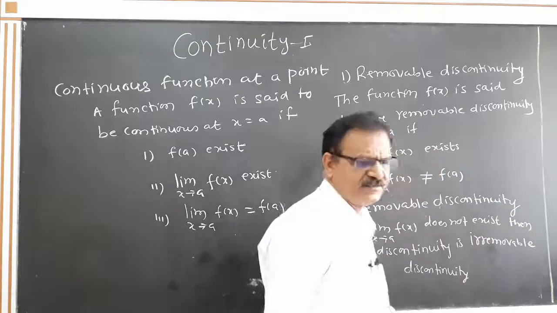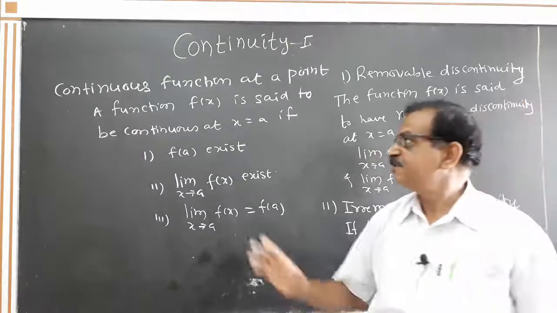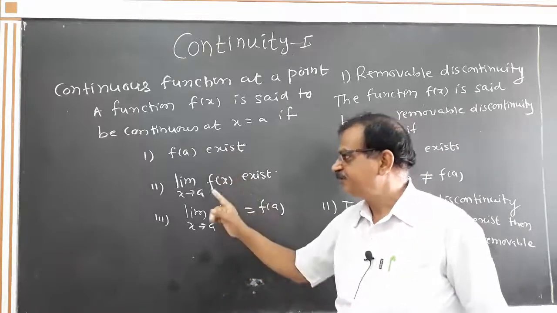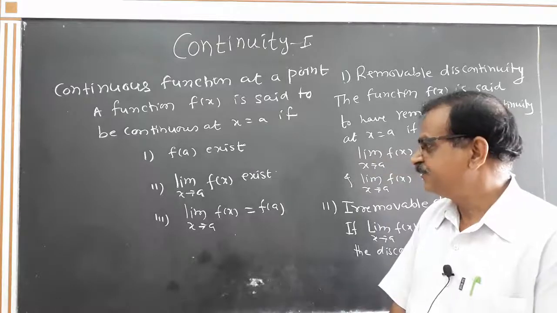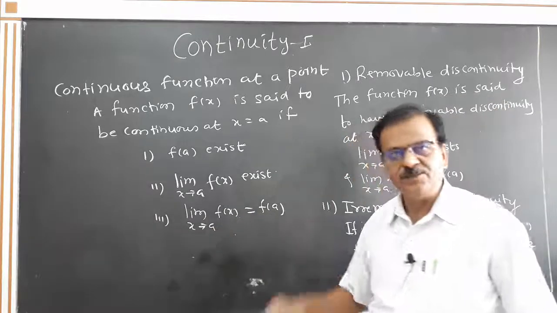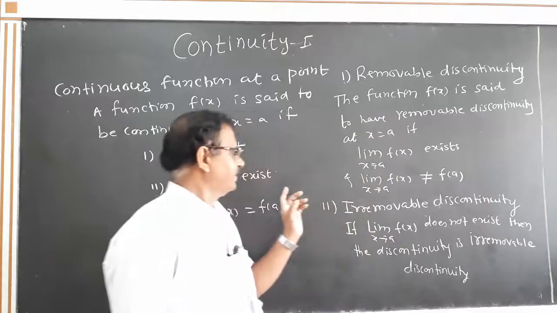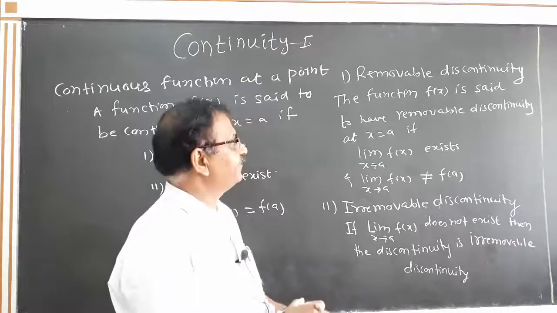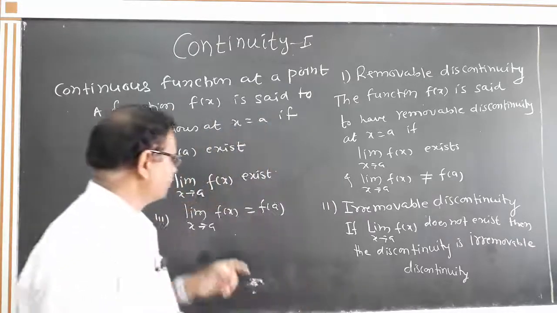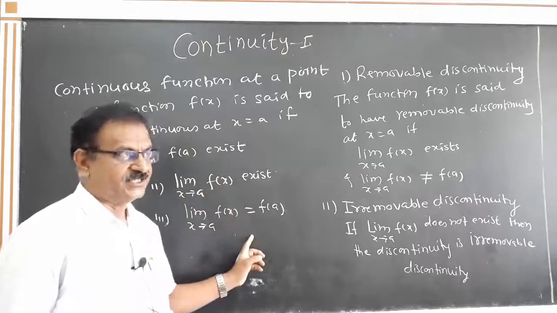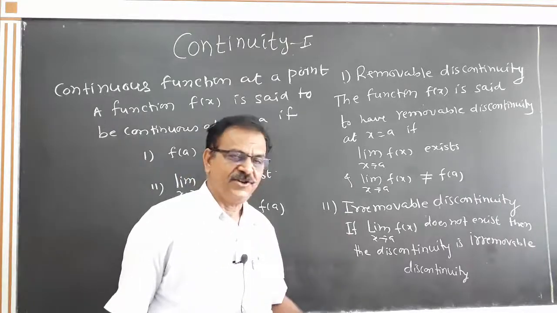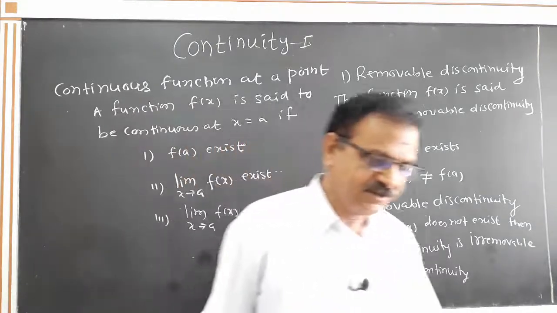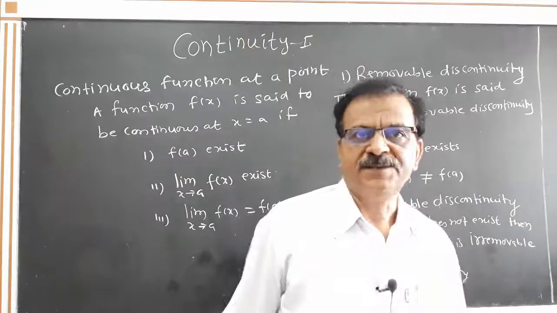Let us summarize this thing again. The function f(x) is said to be continuous at a point x equal to a if these three conditions are satisfied. That is, first, f of a exists. Second, limit x tends to a of f(x) exists. Third, limit x tends to a of f(x) equal to f of a. And if any one condition is not satisfied, then the function is discontinuous function. There are two types of discontinuity. Removable discontinuity occurs if first two conditions are satisfied and third condition is not satisfied. And irremovable discontinuity occurs if second condition does not satisfy, that is, limit x tends to a of f(x) does not exist. Now we shall solve some problems based on this thing.